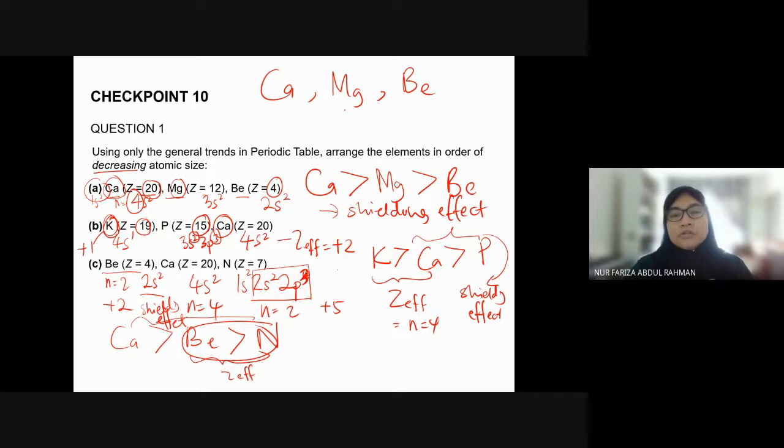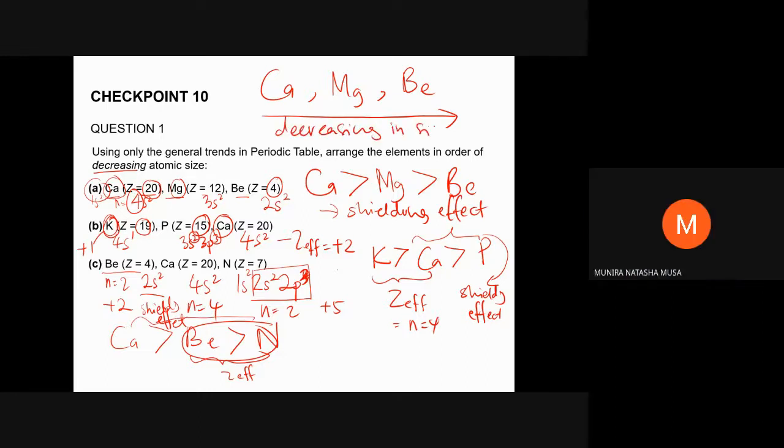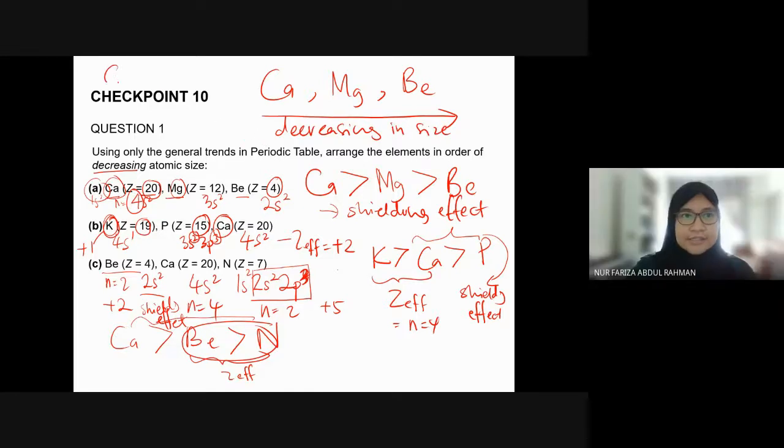So don't just leave your answer like this. You have to indicate, for example, that from left to right it is decreasing in size. Madam, if I use an arrow like this, calcium, magnesium, and beryllium? It's the same, you have to indicate. I can query what this arrow means, where the arrow is going. So you have to have an indication for this.